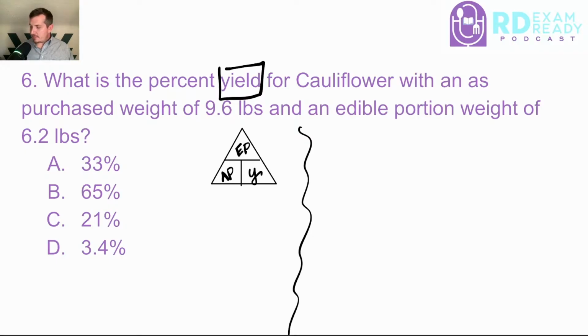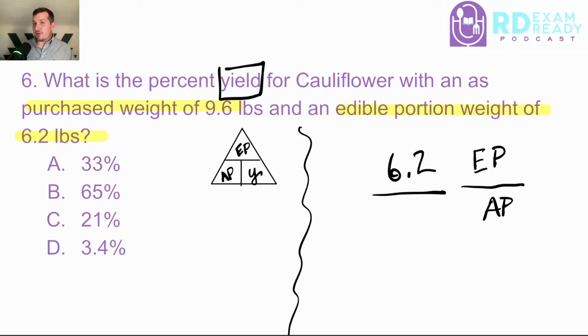It says that its purchase weight was 9.6 pounds and the edible portion was 6.2. Okay, so here's how I'd recommend setting it up. You know the yield's what you're going to get out of it. In this case, you know 6.2 pounds was the edible. The total that we started with was 9.6. What I'm going to do is put that EP on top, and I'm going to divide by the AP.